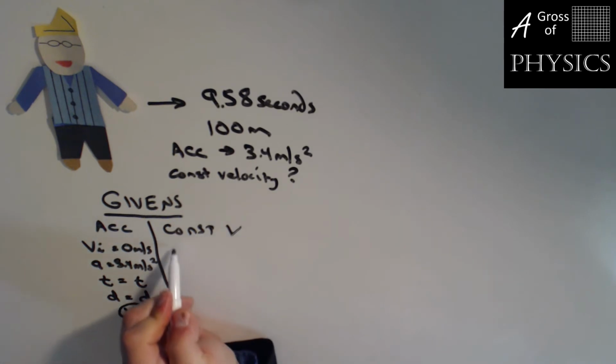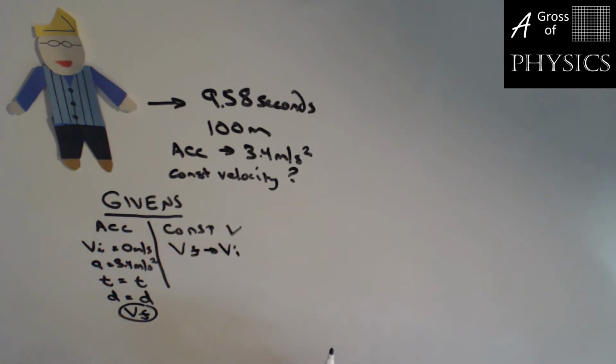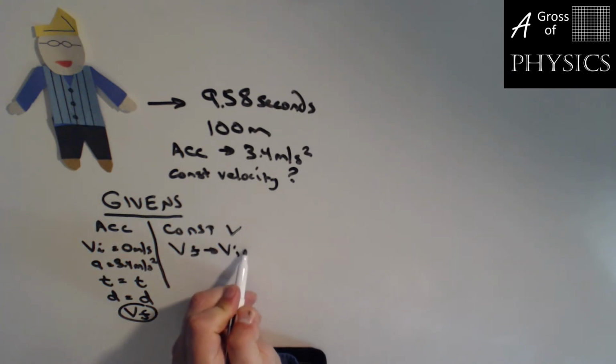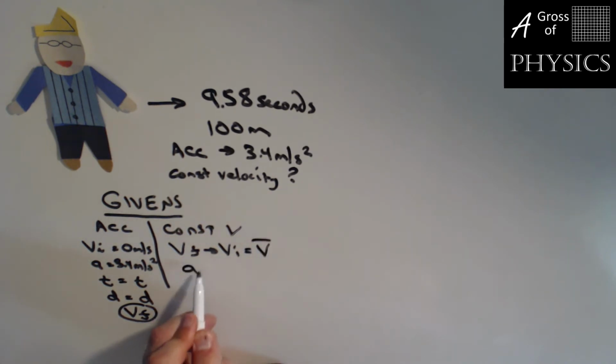VF is going to turn into VI for the constant velocity. Let's say he stops accelerating at 7 meters per second. Well, that's the initial velocity he'll have for the rest of the trip. And since that's for the rest of the trip, that's also his V average, because his acceleration, if he's going at a constant velocity, is 0.